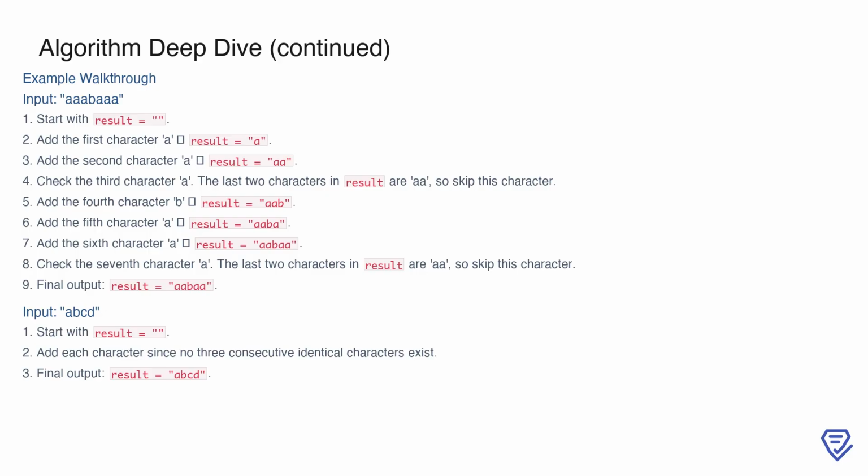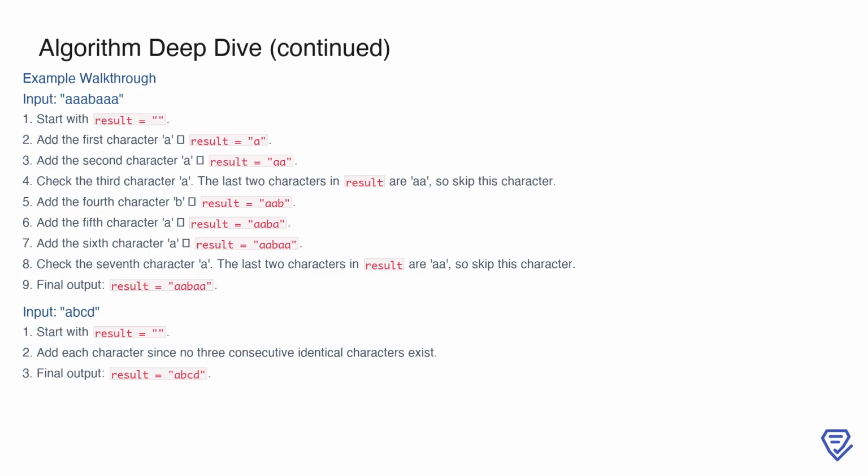First, we add the character a, resulting in result equals a. Next, we add another a, giving us result equals aa. When we encounter the third a, we notice that the last two characters in result are already a, so we skip this character to avoid forming three consecutive a's.